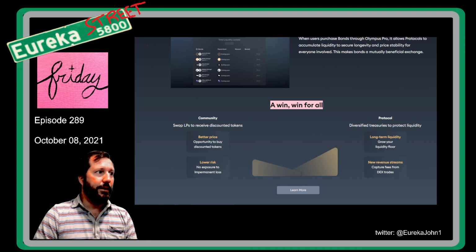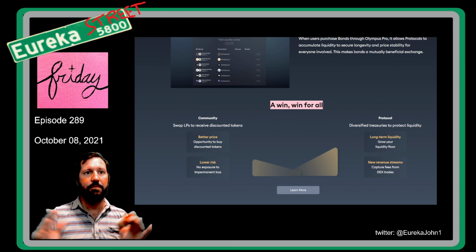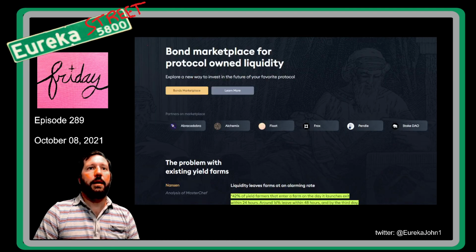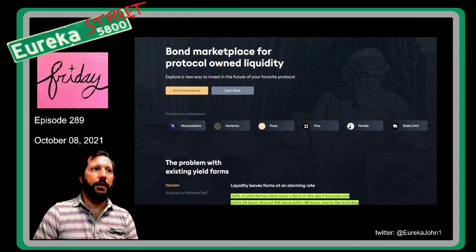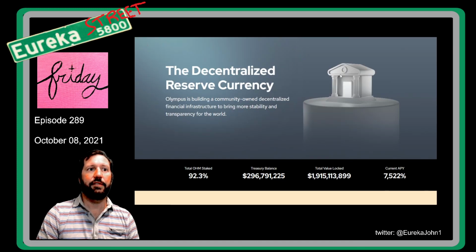So, all right. That being said, a win-win for all, Olympus DAO. And we'll dig in more on that later. But hopefully you have a good idea. It's a pretty safe place to buy bonds and not be subjected to the whims of liquidity pools and stuff like that. And it's non-dollar pegged. It's not even really a stablecoin. It's a free-floating asset.